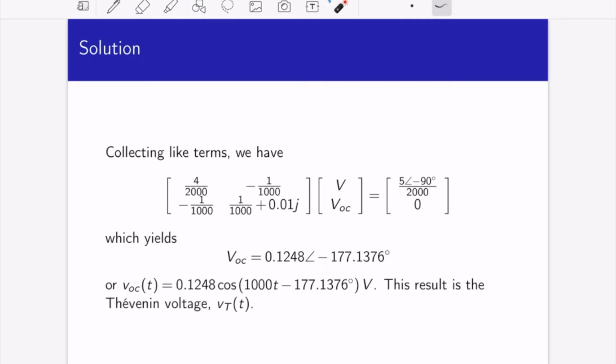So when I solve this, I get a value for V, which I don't care about, so I didn't bother to write it down. And we end up with a VOC equal to this value, and of course the units is volts. Okay, and I want to write it in polar notation, so I can write the time signal. VOC as a function of time will be equal to the magnitude, cosine of omega, which is 1,000 times t, plus that angle, which is minus 177 and a little bit. And this is the Thevenin voltage. And notice that we've written it as a function of time because it is a function of time.